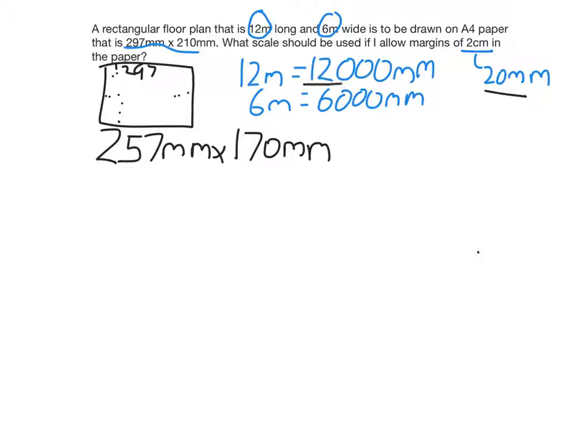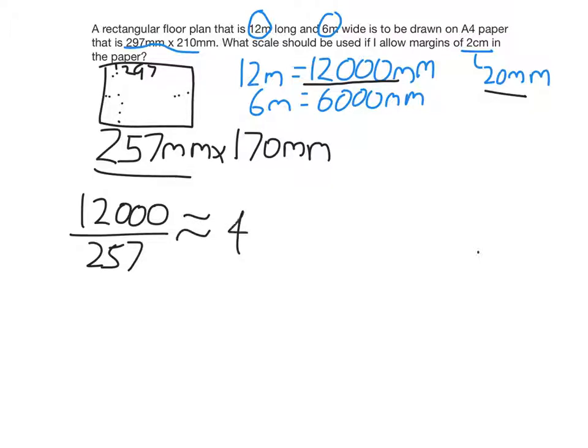What it means is I take my longer dimension for the real life object, and I am going to divide that by the longer dimension of the paper. So 12,000 millimeters divided by 257 millimeters. And the answer I get is 46.7. I've rounded it. So I'm going to do the same for the other dimension.